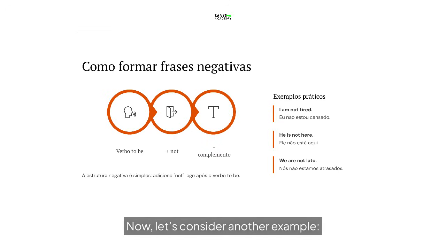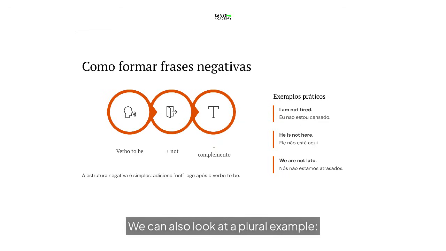Now, let's consider another example. He is not here. In this case, we're telling someone that a particular person is absent. Notice how not changes the meaning of the sentence, giving us important information about his location. It's interesting to observe how just one little word can transform the message completely.